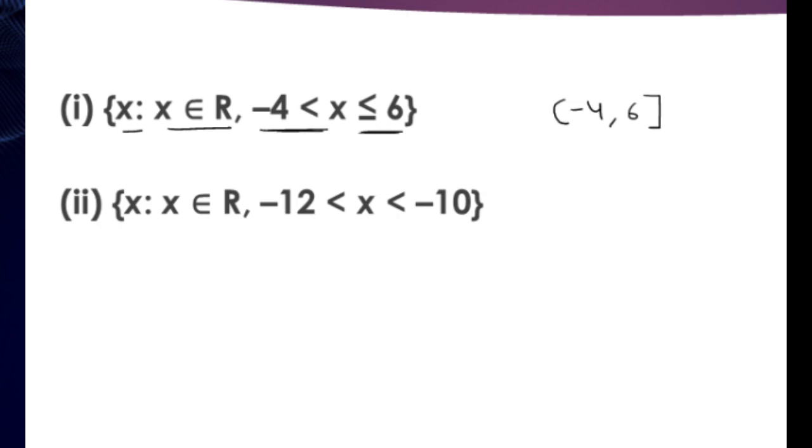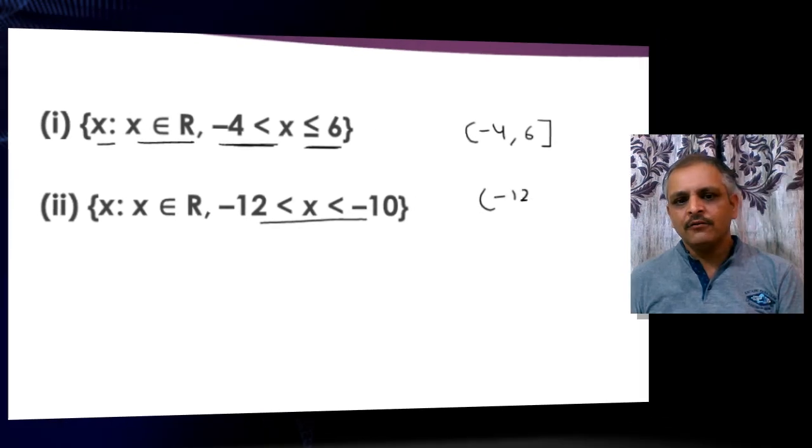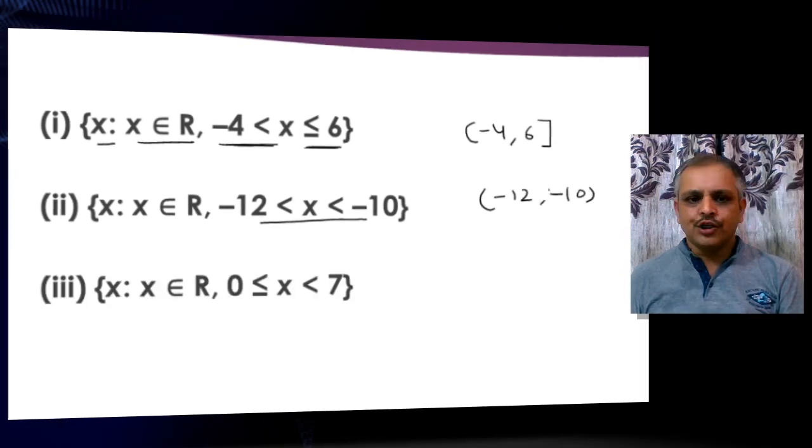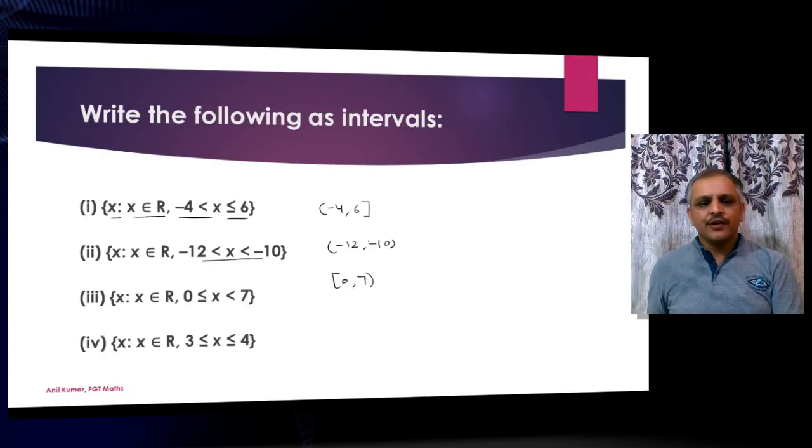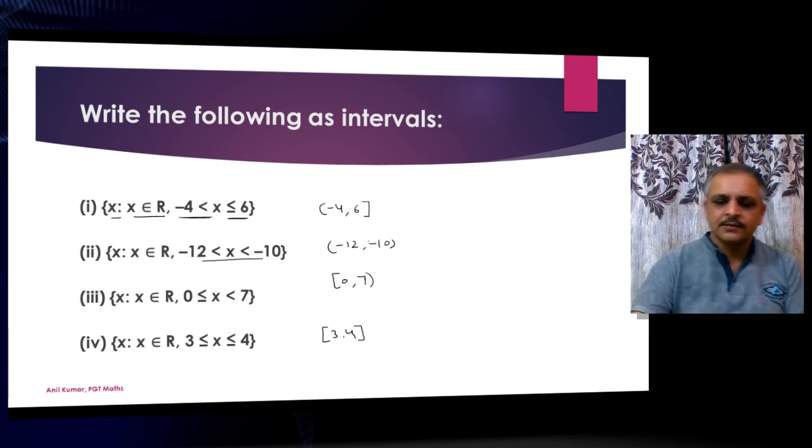Next, see both the numbers are not included. So I should say minus 12 comma minus 10. 0 is included, so square bracket, and 7 is not included. So 7 we will not include. Next one, 3 is included as well as 4 is included. So it's a closed interval. So both sides we will use square brackets.